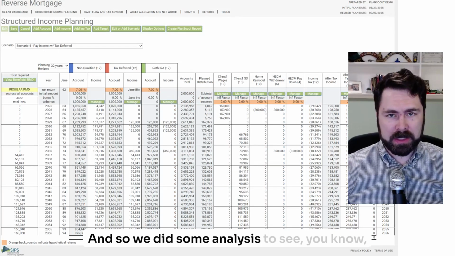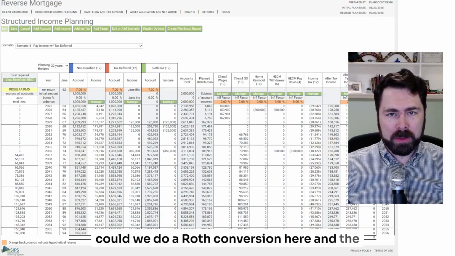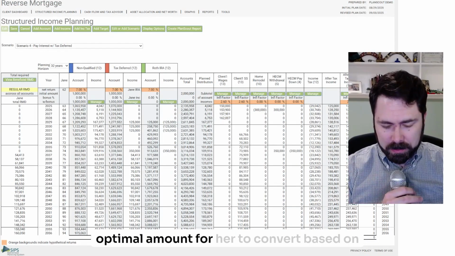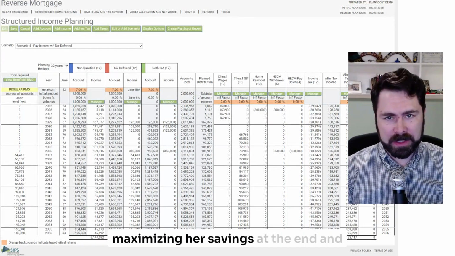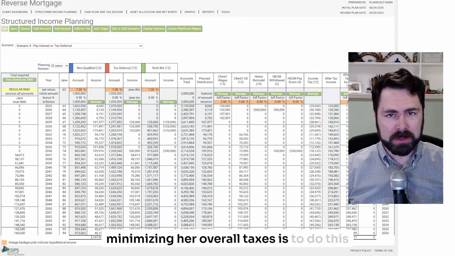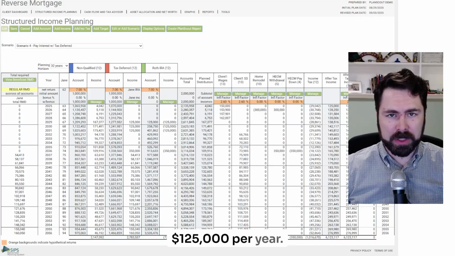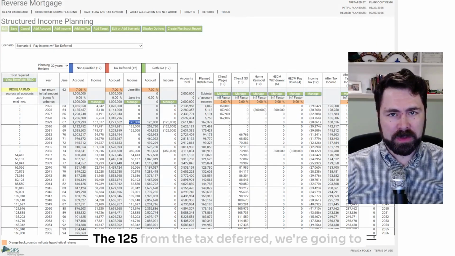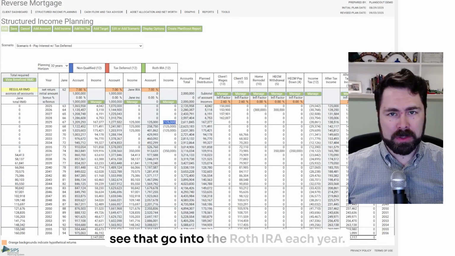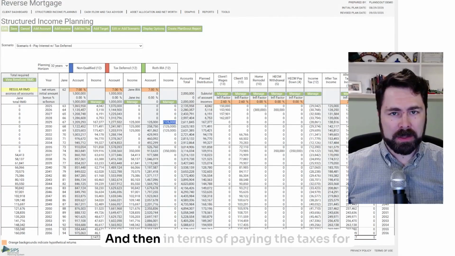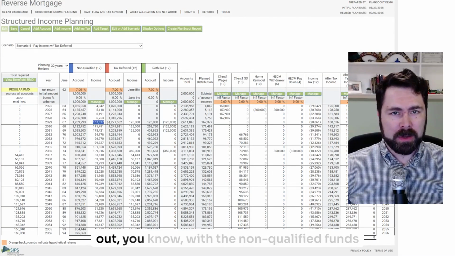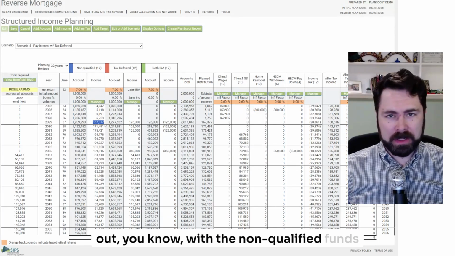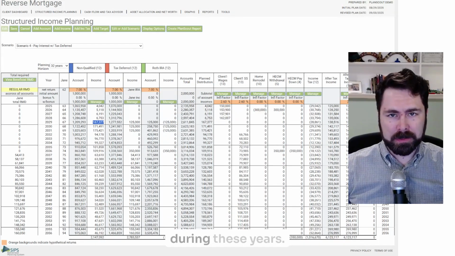And so we did some analysis to say, could we do a Roth conversion here? And the optimal amount for her to convert, based on maximizing her savings at the end and minimizing her overall taxes, is $125,000 per year. So she's going to take the $125,000 from the tax deferred, and we're going to see that go into the Roth IRA each year. And the taxes for this Roth conversion are going to be paid with the non-qualified funds that she's using to support her lifestyle during these years.